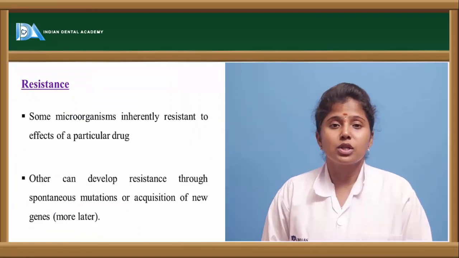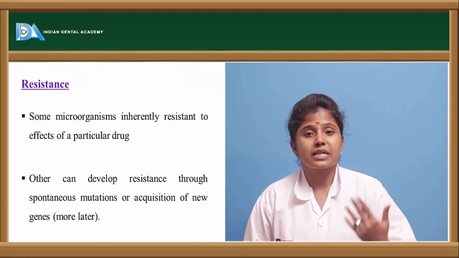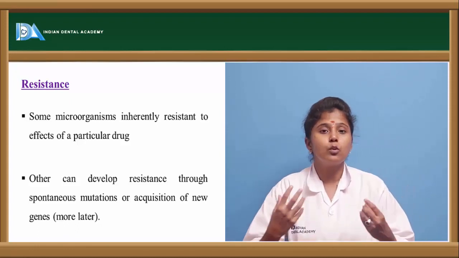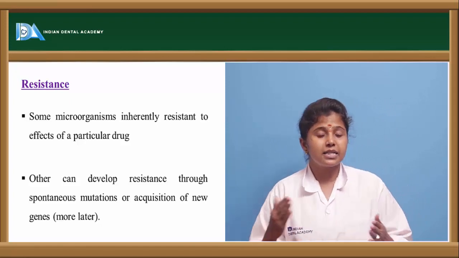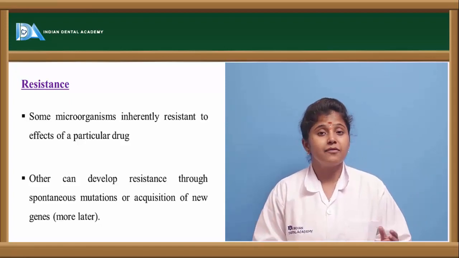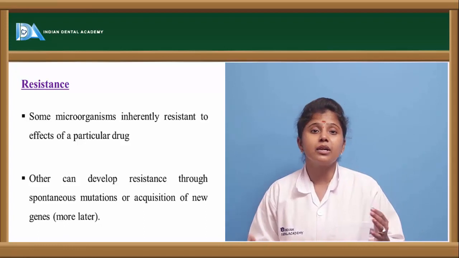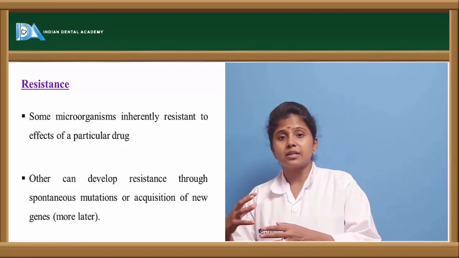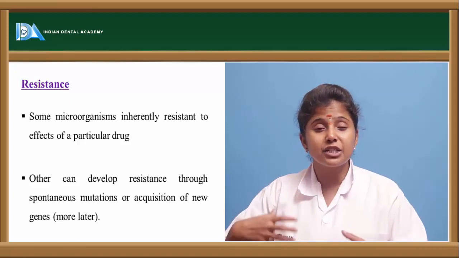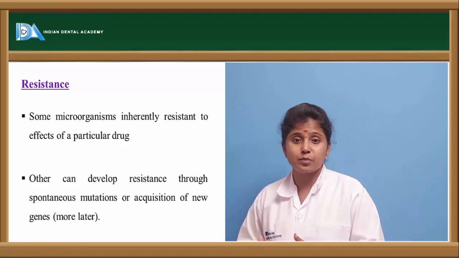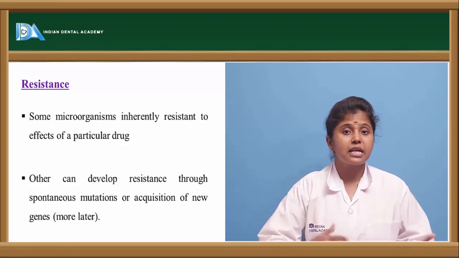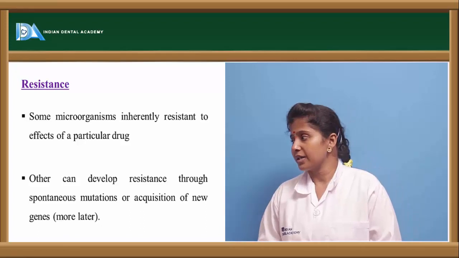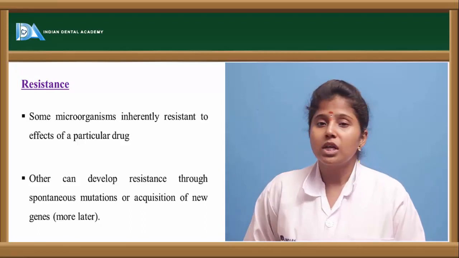And resistance. Some microorganisms develop resistance towards the antibiotics. Suppose we give one antibiotic, it acts against the microorganism, but if we give the same antibiotic another time, it is not as effective against the microorganism. Why? Because the microorganism has changed its structure and its gene expression, whereby the antibiotics are unable to identify the microorganism, and thereby they become resistant. Others can develop resistance through spontaneous mutation.